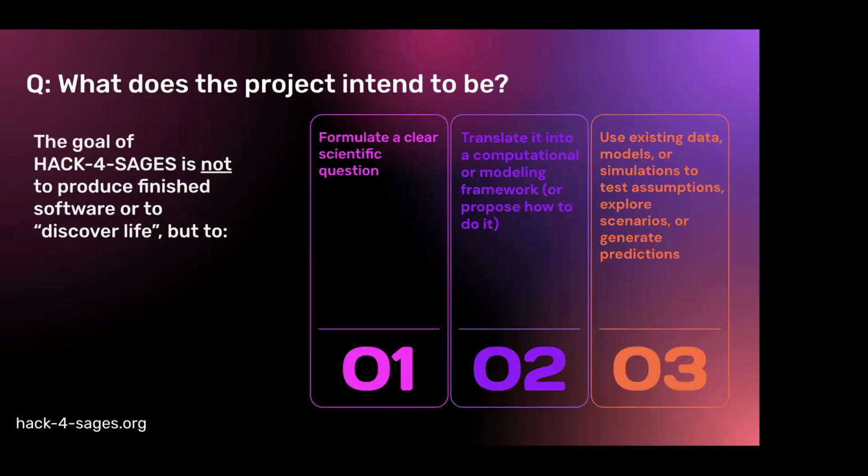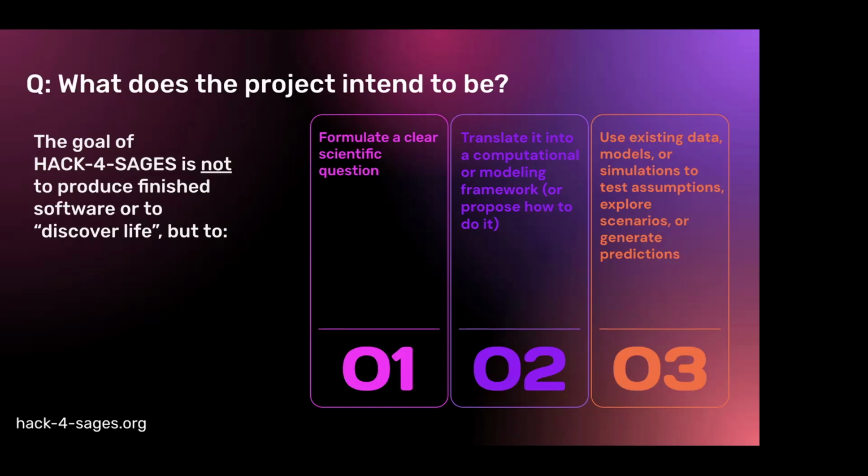The first question that we received is, what does the project intend to be? I was not super sure what the person asking it meant, but generally the goal of the hackathon is not to produce any finished software or finished product or a very elaborate project or to discover life. Our idea is to promote astrobiology in general and the use of digital twins in astrobiology among the people who are at the early stages of their scientific journeys.